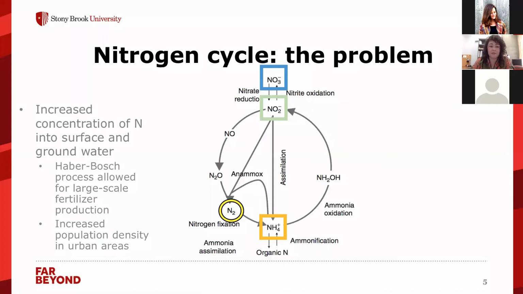In recent decades, there's been increased concentration of nitrogen in the surface and groundwater across the globe for two main reasons. The first is the Haber-Bosch process, which allowed for large-scale nitrogenous fertilizer production. So you have now more nitrogen going into the land to fertilize crops and then being washed off the land from rain or overwatering, and then going into both the surface and the groundwaters. The second reason is increased population density in urban areas, which has increased both human and animal waste, which is a huge contribution of these biologically available nitrogen species to water waste.